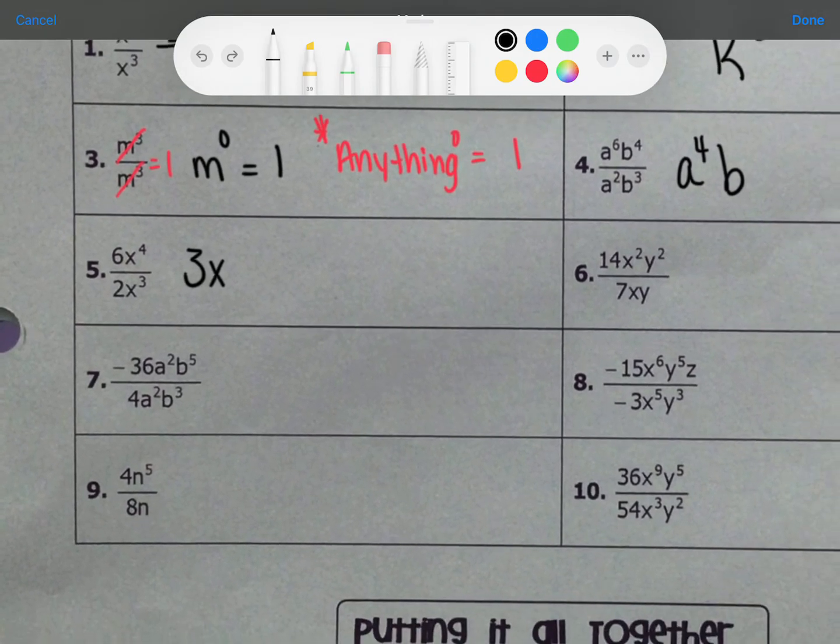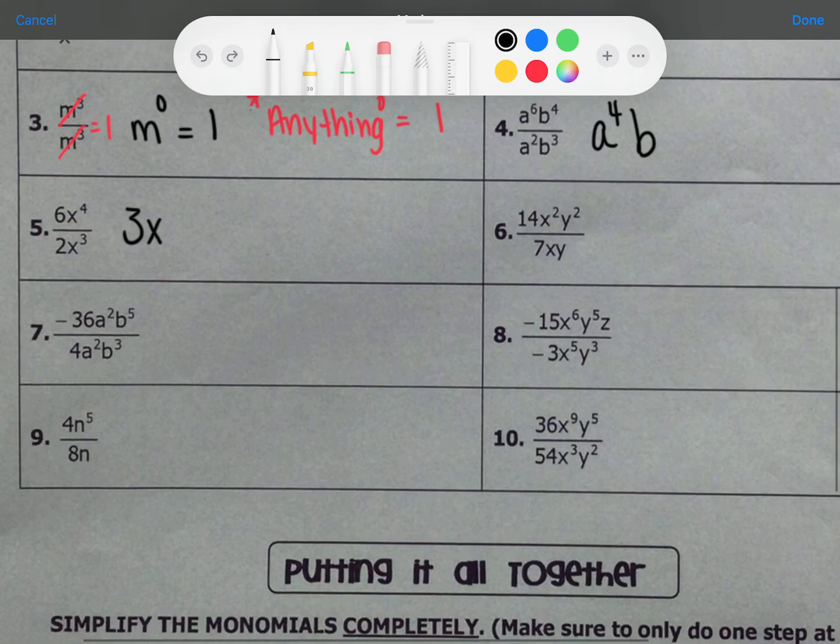I want you to try number 6. Pause the video and give number 6 a try. Welcome back. You divided the big numbers, so 14 divided by 7 is 2. I see you over there erasing. Did you put down a 7? Ugh, silly you. 14 divided by 7 is 2.